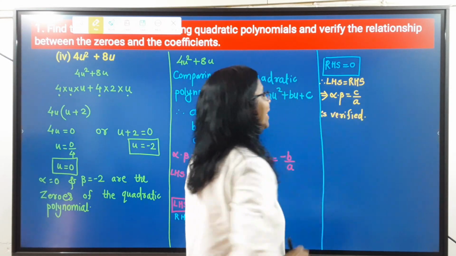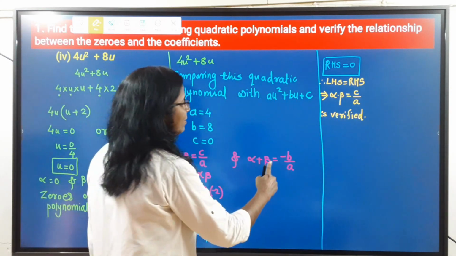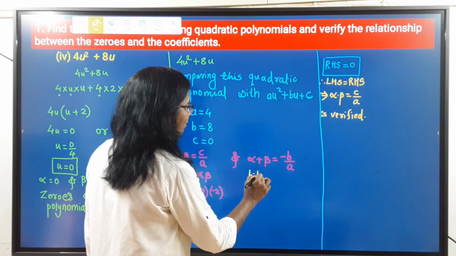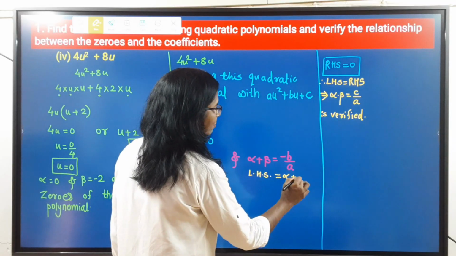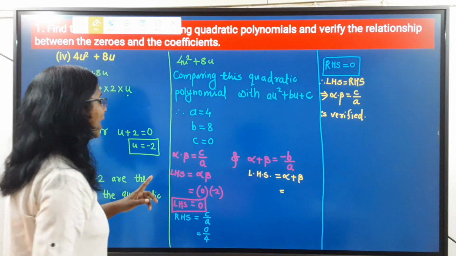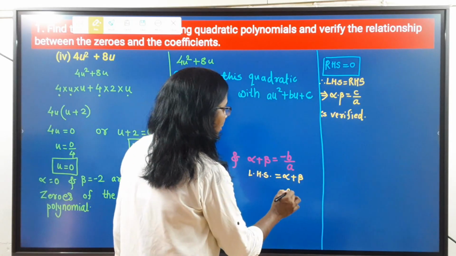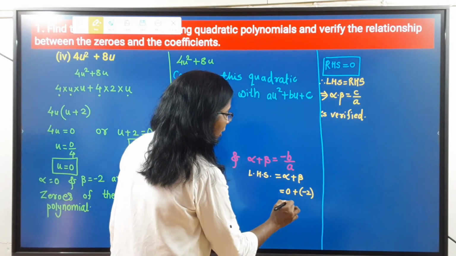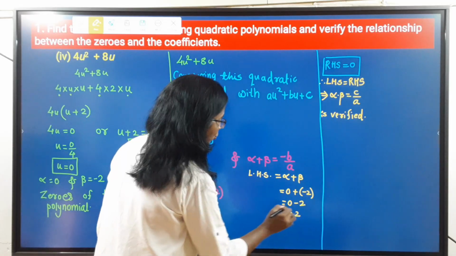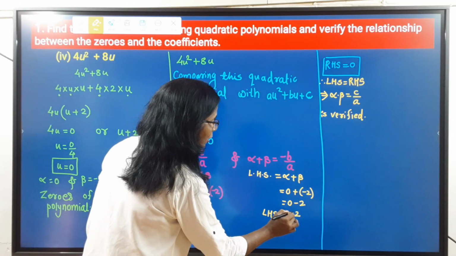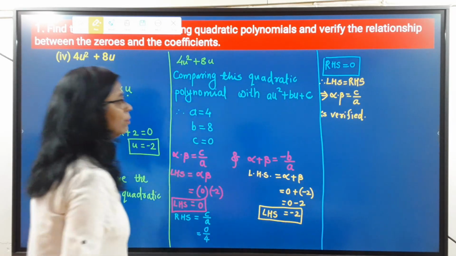Okay students. And then the next one, that alpha plus beta is equal to minus B upon A. So here LHS is equal to alpha plus beta. So here 0 plus minus 2, that means 0 minus 2, and that means minus 2. So here LHS is equal to minus 2.